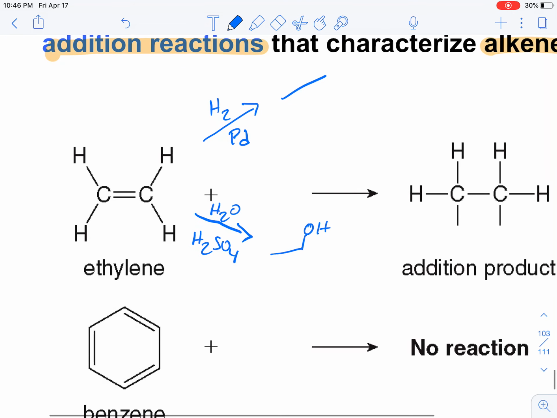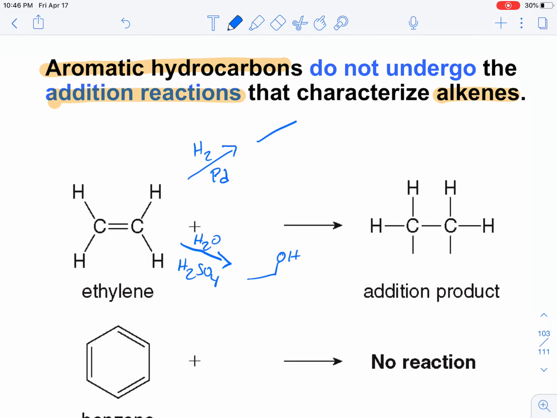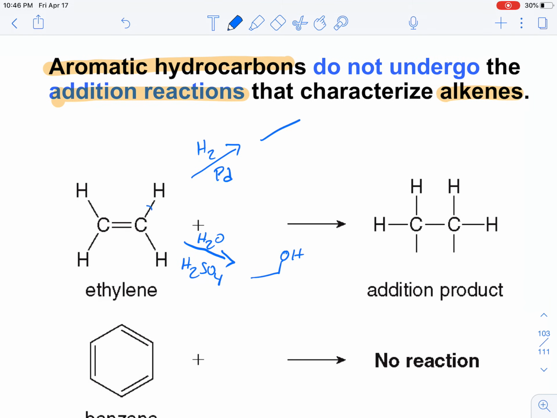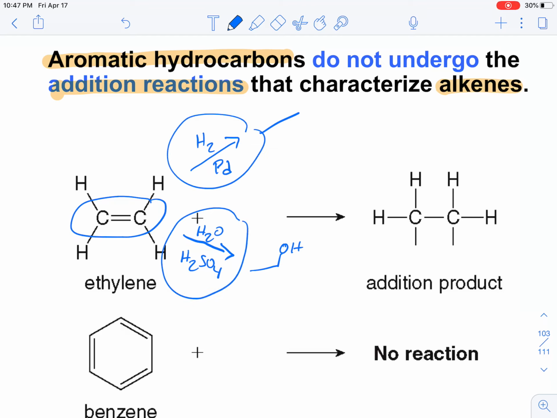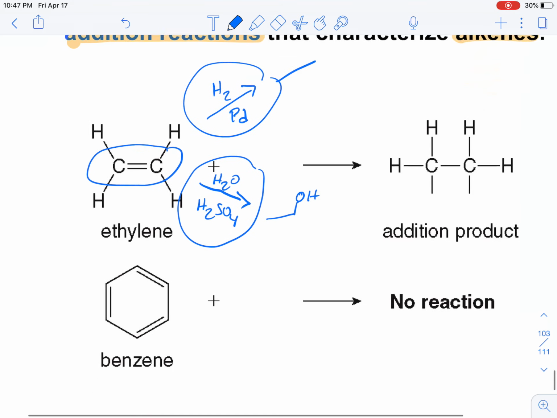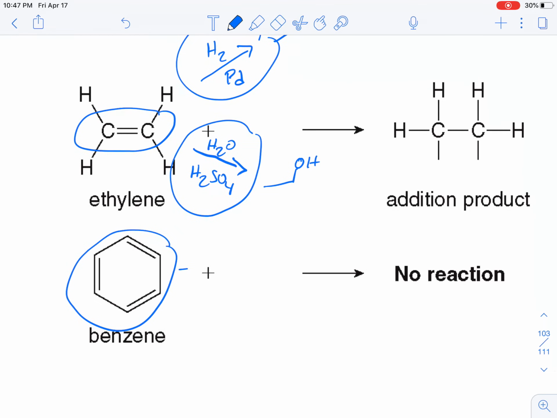Both of these addition reactions happen for alkenes with no conjugation. So alkenes that are not considered aromatic are more susceptible to these types of reactions just because they're not as stable compared to something like benzene. And so if you were to mix benzene, hydrogen gas and palladium, no reaction will occur. In other words, the benzene will still be benzene and hydrogen will still be hydrogen.